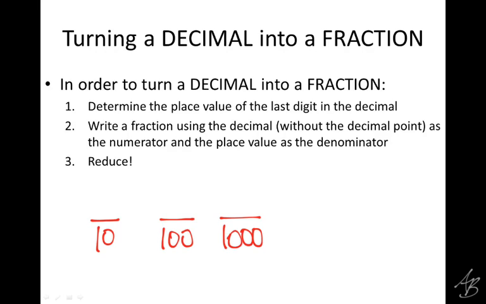Taylor? No, not 3. 2, right? Aren't these all even numbers? Since they're even numbers, we know they're divisible by 2. So when we're reducing, all we really need to do is check those 2 numbers. And we'll talk more about that later, but it makes things a little bit simpler for us.